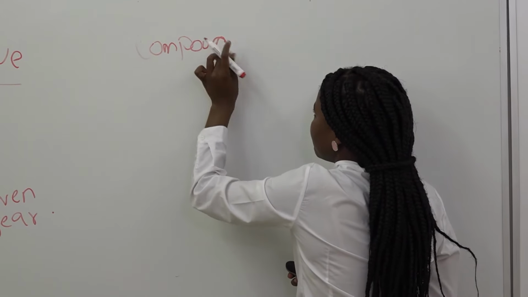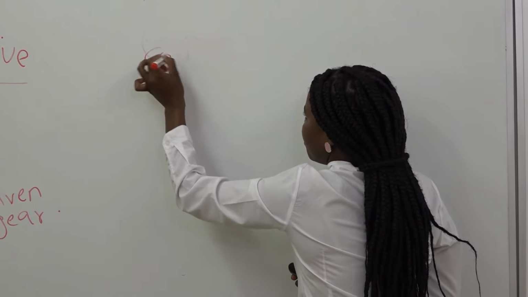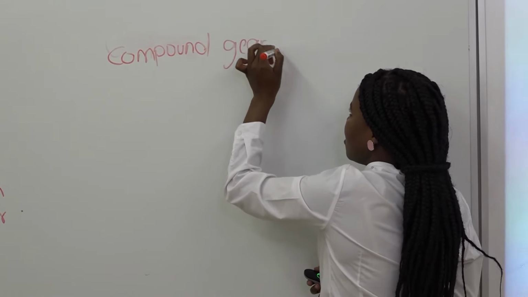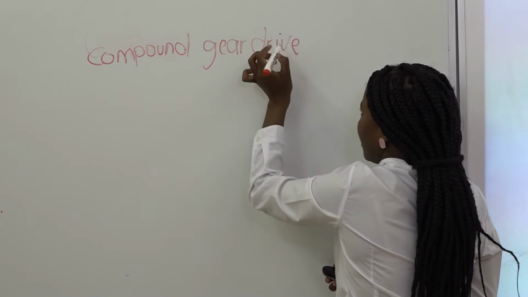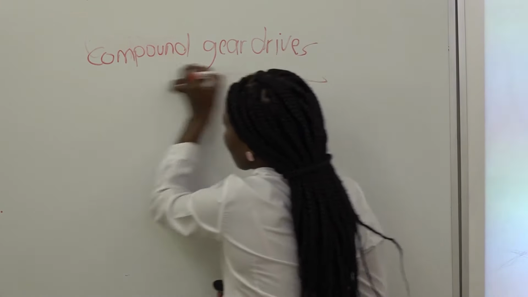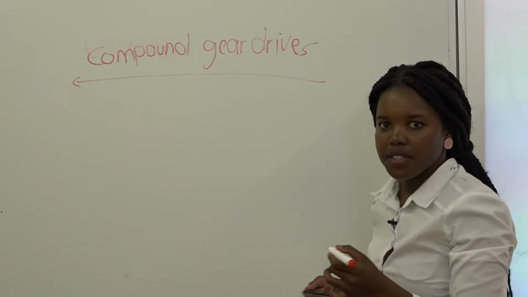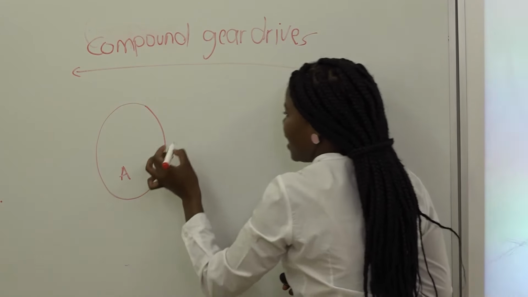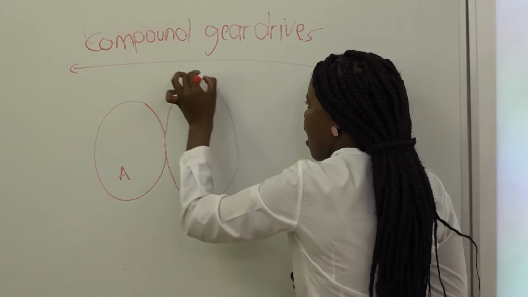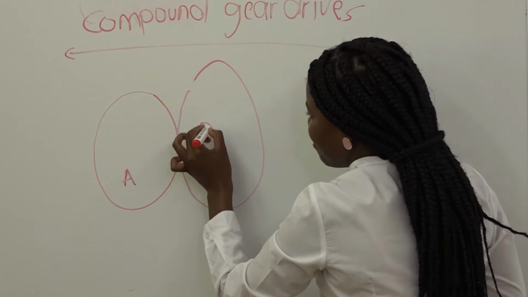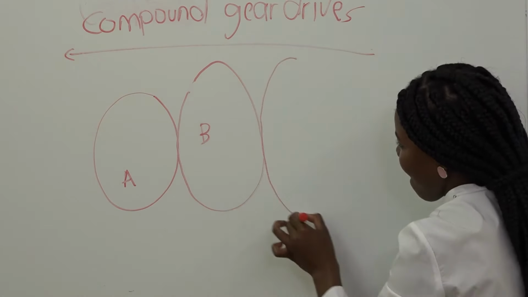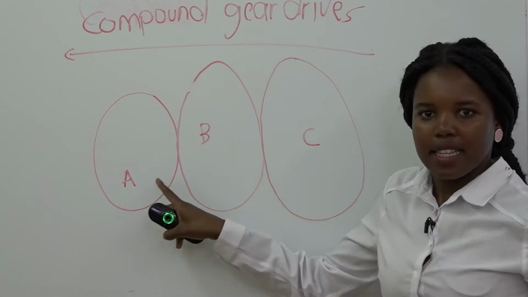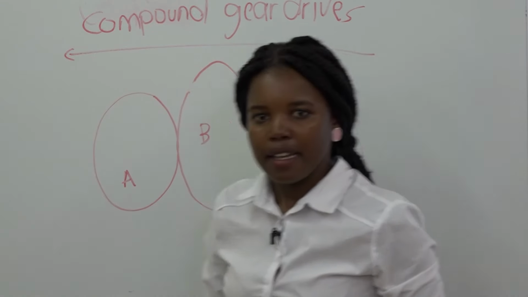It's our compound gear drive, of which we have three gears. The same applies: it's gear A, gear B, and gear C. If you check, these three gears are in mesh.